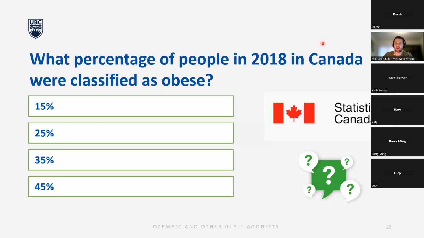So I want you all to guess what percentage of people in 2018 in Canada were classified as obese. And we are going to launch the poll there. We're going to get into exactly what the diagnostic criteria for obesity is, but this is just a general question about the prevalence of obesity that you think there is.